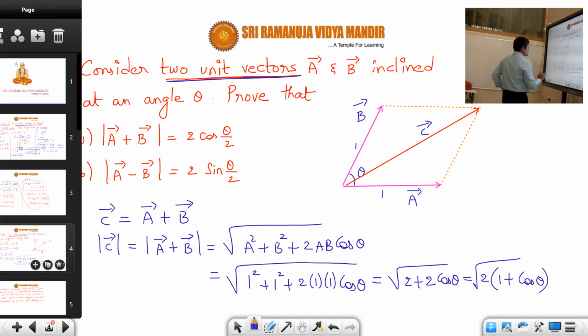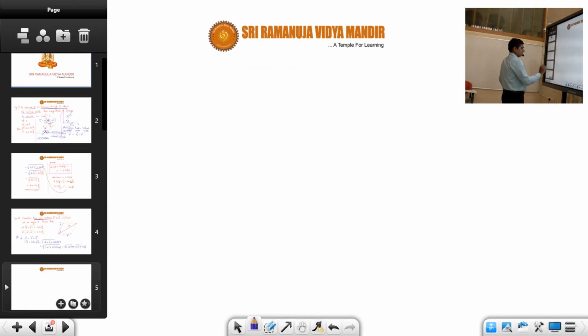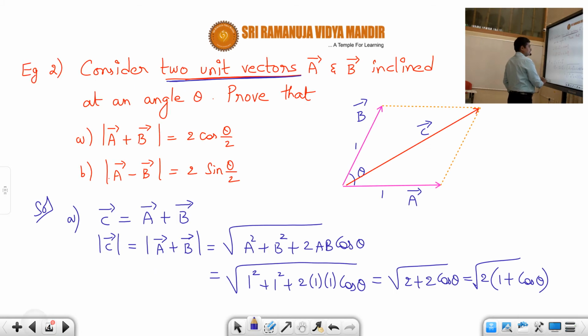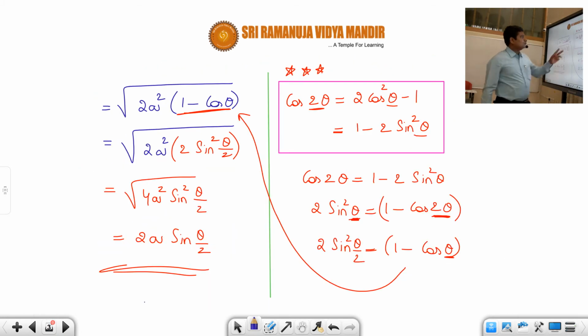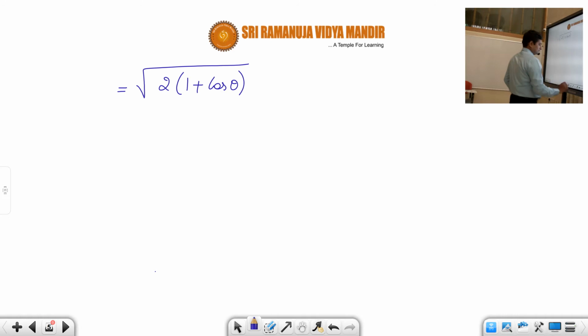Okay. So for 1 plus cos theta we have to use a formula. That is equal to root over 2 into 1 plus cos theta. Now what is 1 plus cos theta, students? Here you can go back. I gave two formulas, students, for cos 2 theta. Cos 2 theta is equal to, that means cos of 2 times the angle is equal to 2 cos square theta minus 1 or 1 minus 2 sin square theta. Now here I will use the first one, students. Cos 2 theta equal to 2 cos square theta minus 1.